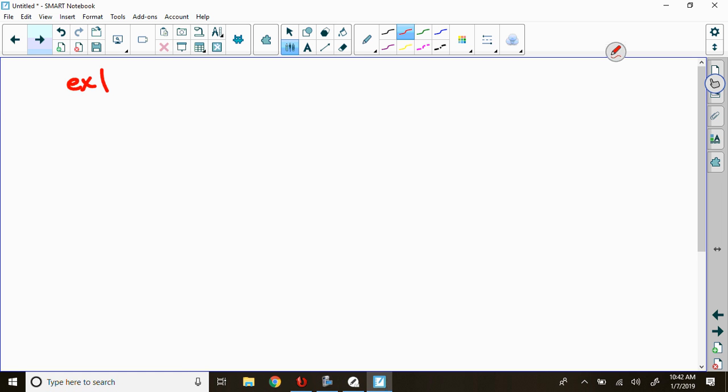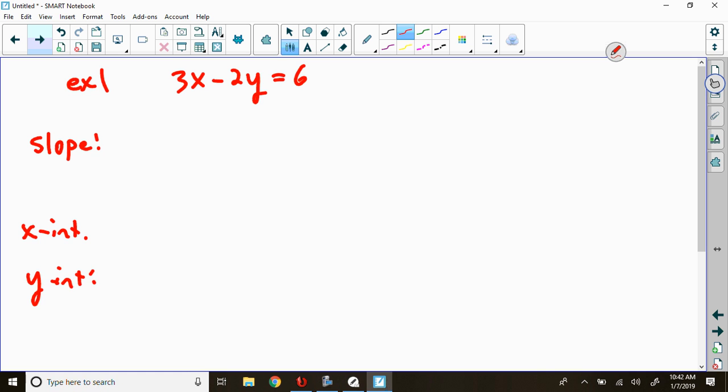We're looking at 3x minus 2y is equal to 6. So first things first, I notice that's in standard form. What we're going to want to know about this is the slope, the x-intercept, and the y-intercept. And I've got to be honest with you, 2 of those are real easy to find. The third, not so much.